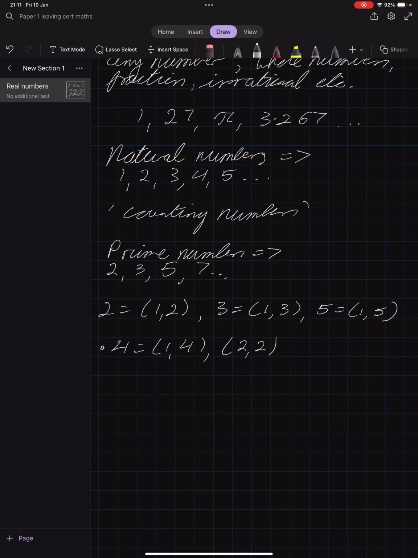Now, if a number isn't prime, then it is composite. So if not prime, this just means it's composite. Okay, so examples would be something like 4, 6, 8, 9, 10, 12, on and on. So basically every single even number apart from 2. So 2 is the only even prime number to remember, okay?